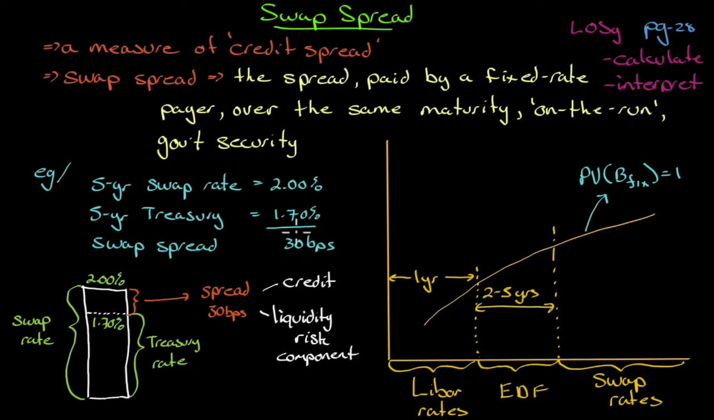Well, what does that mean? It's easy to calculate the spread. All you do is you say, well, if we're looking at a 10-year swap, find a 10-year treasury. 2-year swap, find a 2-year treasury, and measure the difference, the spread between them.